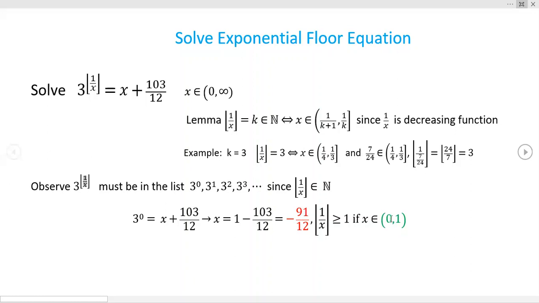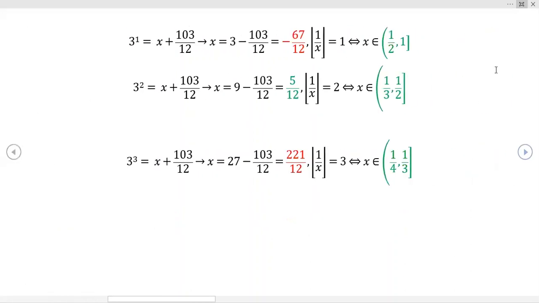Simply because it would violate this condition on the floor function. Now, let's try the next one, 3 to the first. Hopefully that was a little confusing, but maybe you'll see the pattern once we go to this next screen. Take a look at the pattern we have here. It's 1, 2, and 3 for the exponents right here. We'll notice that you have 1, 2, and 3 for the floors, and that wasn't real obvious on the last one.